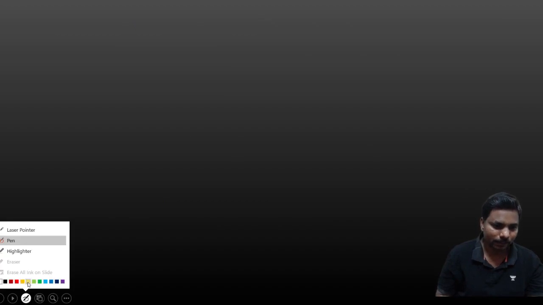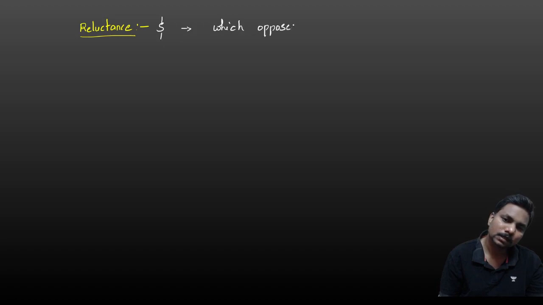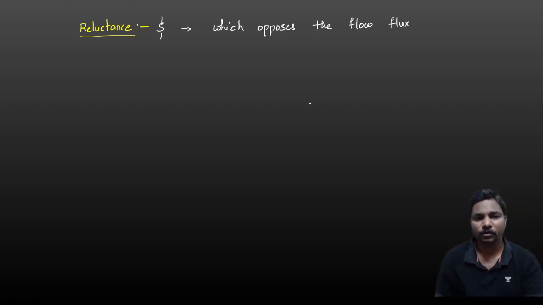Reluctance. Reluctance may be denoted with the letter S. Reluctance is nothing but that which opposes the flow of flux. If the flux wants to move, there is always one opposing quantity. That is the reluctance, which opposes the flow of flux.